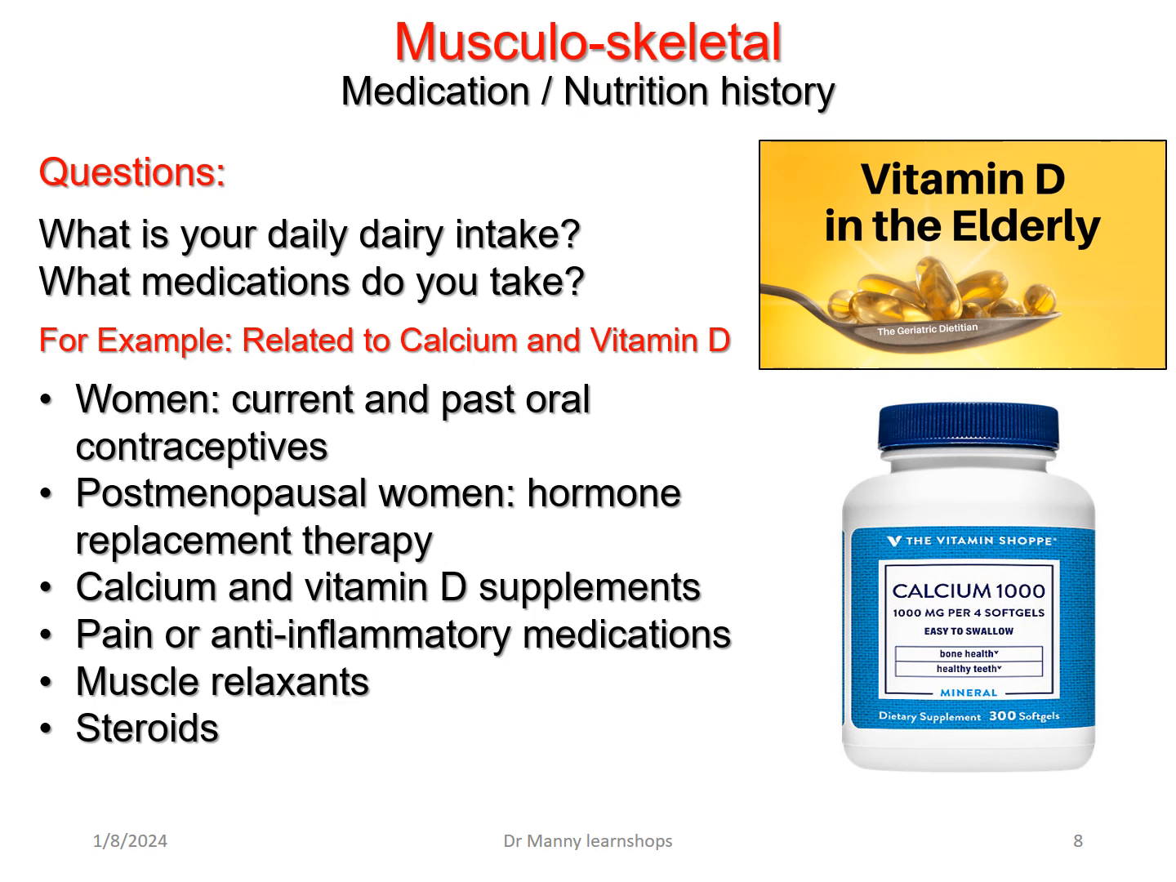Medication and nutrition history might be important as well. So therefore questions could revolve around: what is your daily dairy intake? What medications do you take? For example, it may be related to calcium and vitamin D. Women, any current or past oral contraceptives? Postmenopausal women, hormonal replacement therapy. In general, calcium and vitamin supplements, pain or inflammatory medications, muscle relaxants or steroids. All may have an influence on the musculoskeletal system.